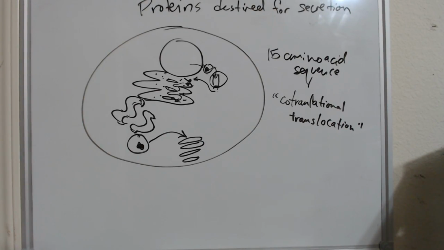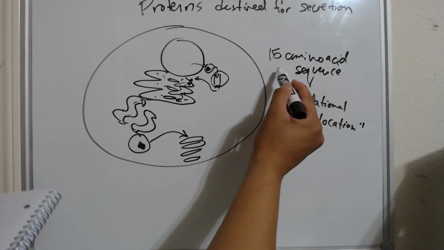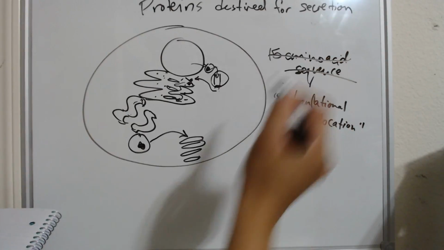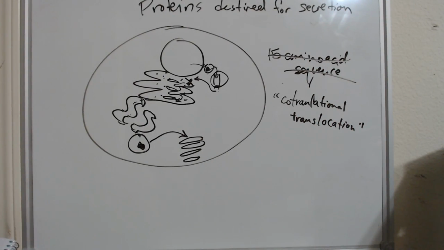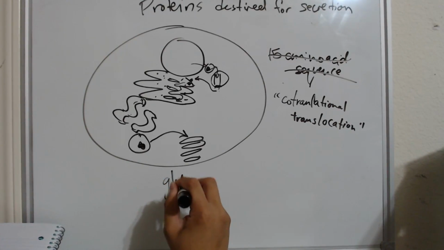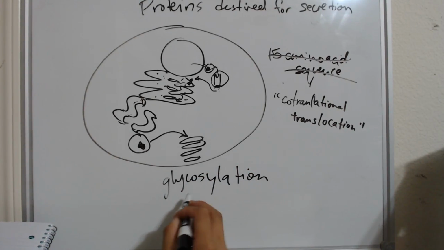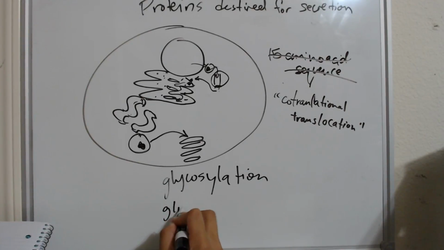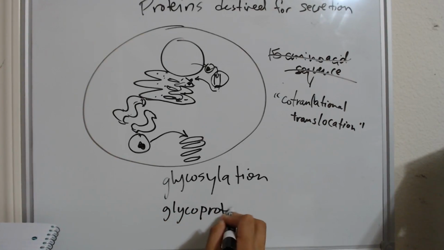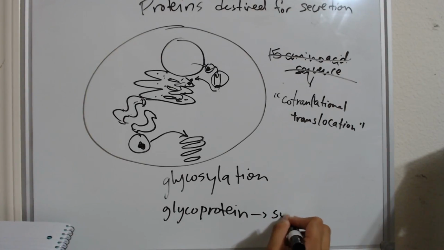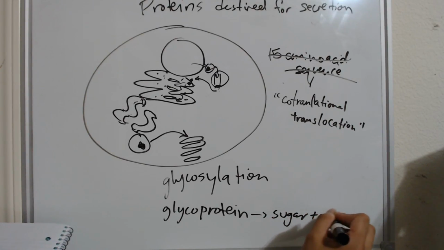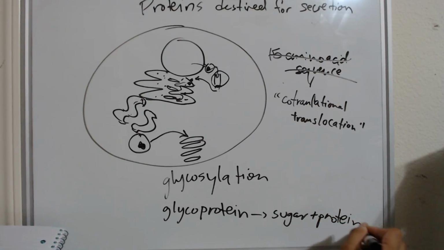Now, while it's in the rough endoplasmic reticulum, there can also be post-translational processing, where the 15 amino acid sequence can be deleted there. Also, you can add a sugar to the protein, and this is called glycosylation. It will make the protein into a glycoprotein, which just means sugar plus protein. Sugar was attached to a protein.